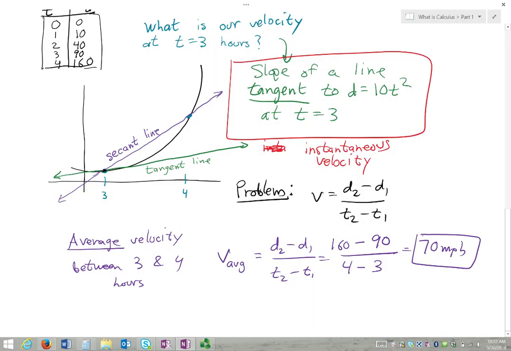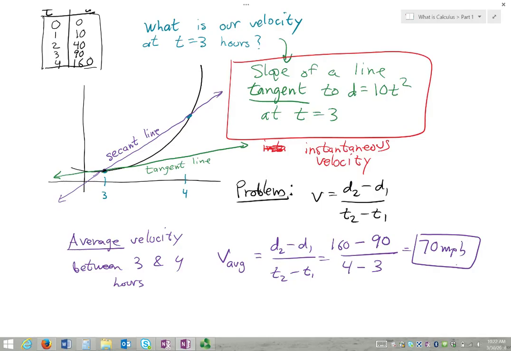Okay, that's fine, but it doesn't answer our question. When you look at the speedometer of your car, you don't want to know what your average speed was in the previous hour, or the previous 10 minutes, or even the previous 5 minutes. You look at the speedometer of your car, you want to know how fast am I going right now. We want the instantaneous velocity. What we've got here is only the average velocity. It's not the instantaneous velocity at 3 hours, it's the average velocity between 3 and 4. They're two different things.